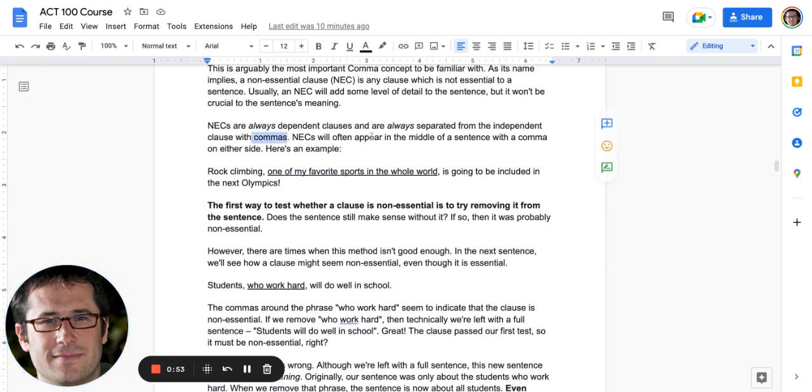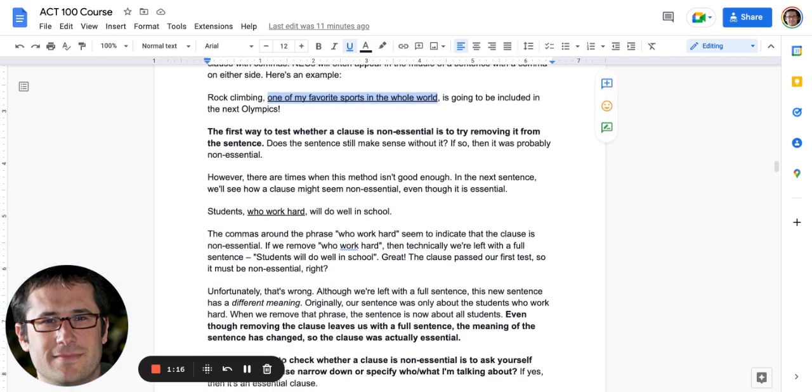They usually appear in the middle of a sentence with a comma on either side. For example, rock climbing, comma, one of my favorite sports in the whole world, comma, is going to be included in the next Olympics. This can be removed. You can say rock climbing is going to be included in the next Olympics. That's a sentence. It makes sense. You don't have to have this phrase there, but it's nice to have it. So, does the sentence make sense without it? Then it was non-essential, like in this case.